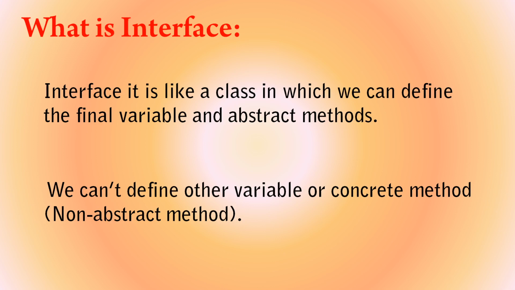So we will see what an interface is. An interface is like a class in which we can define final variables and abstract methods, and we can't define other variables or concrete methods. We can say a concrete method is a non-abstract method. It means we can't define any variable without the final keyword, and we can't define any method without the abstract keyword. By default in an interface the variables are final and the methods are abstract methods.